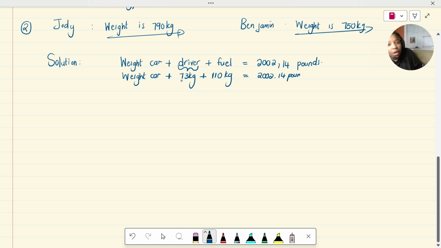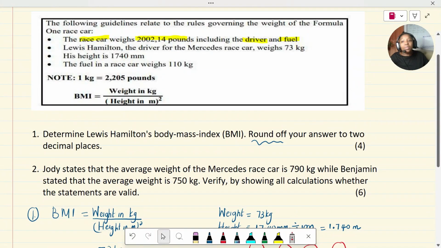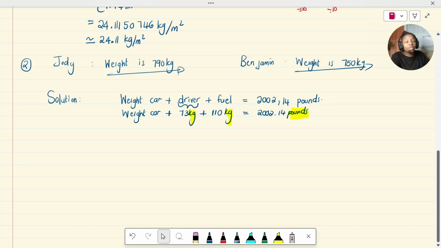2002.14 pounds. Now already we're seeing we've got a problem here. We've got units in kilograms on the left hand side, and units in pounds on the right hand side. So we can't work with an equation like that. Our units need to be the same. So this is where we need to apply the conversion equation that is given to us here, where we need to convert the pounds to kilograms, so that we will then be able to work with this equation that we've just formulated to help us determine the weight of the car.